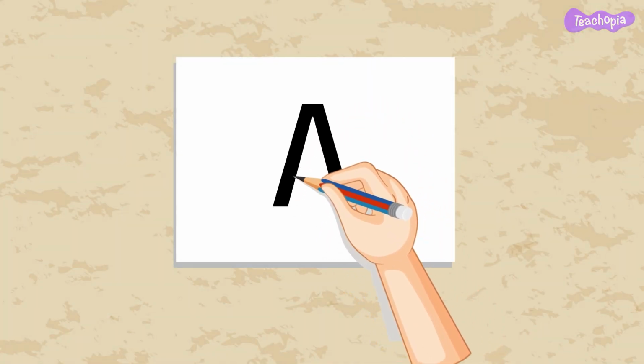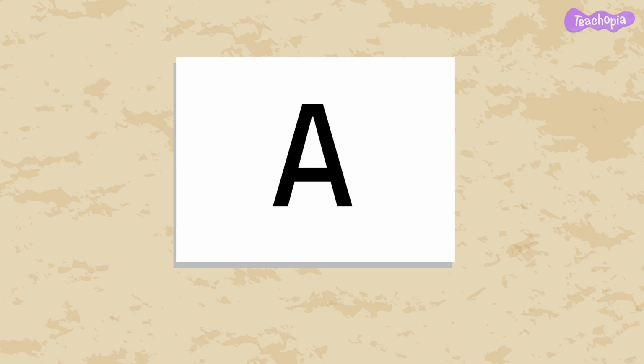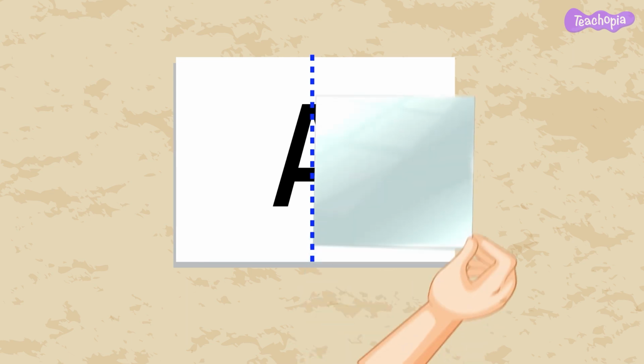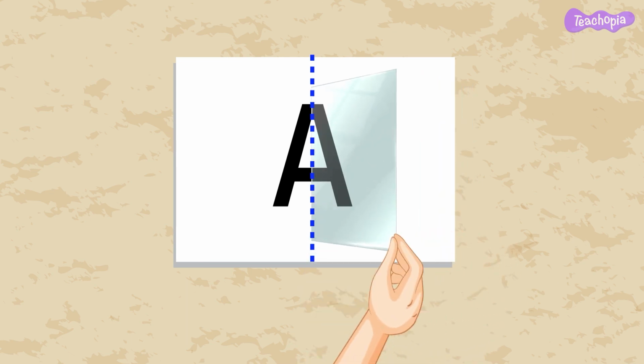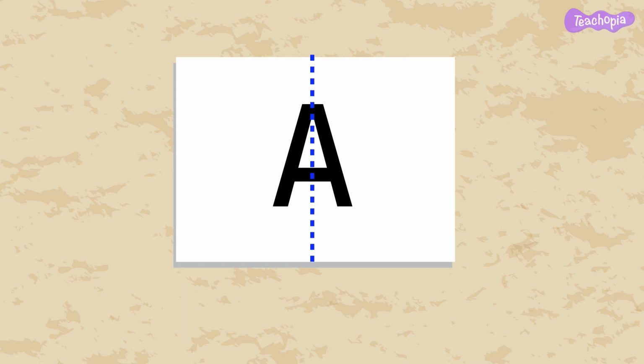Take a paper and write the capital letter A. Now, draw a line on the letter A as shown. Now, place a mirror on the paper along the line. Notice the reflection in the mirror. The reflection on the mirror is the half of the letter A. Thus, we can say that the letter A is symmetrical.